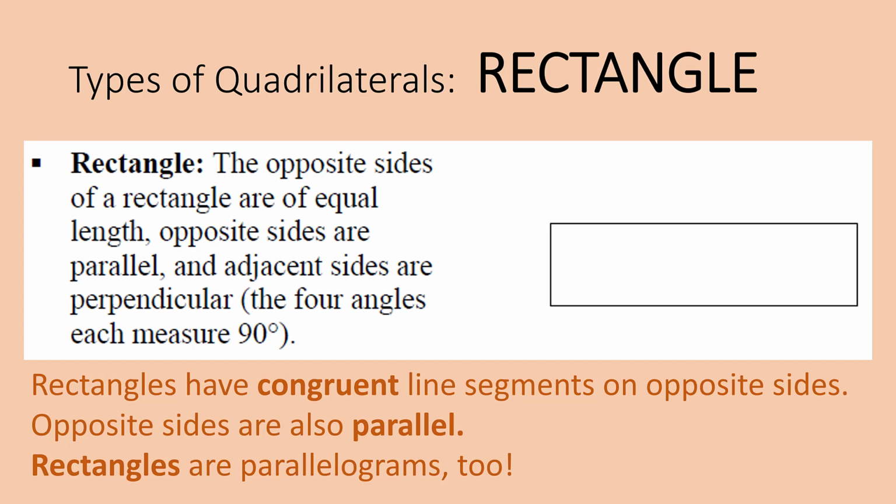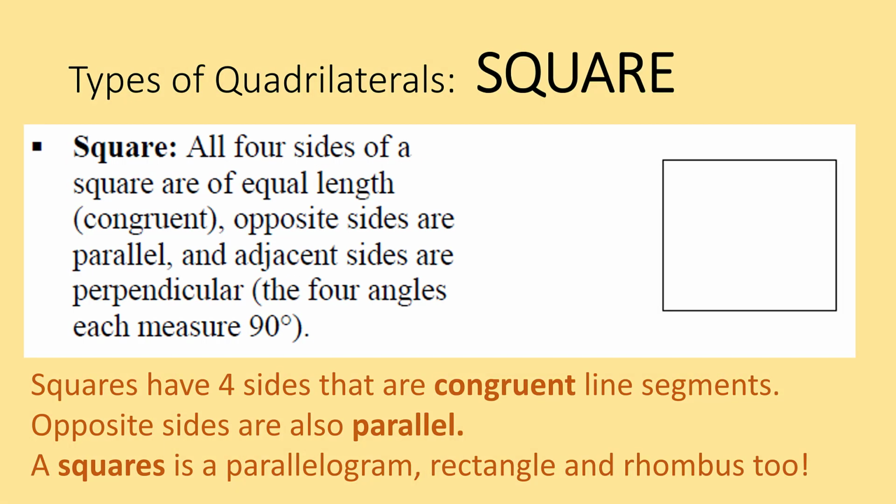Okay, a rectangle has two sets of congruent sides, two sets of parallel sides, and the sides meet at a 90-degree angle in the corners. So that makes them perpendicular. A square is very similar to a rectangle, however, all of the sides are congruent. All of the sides are equal in length.